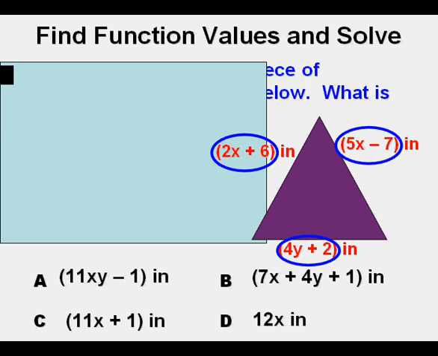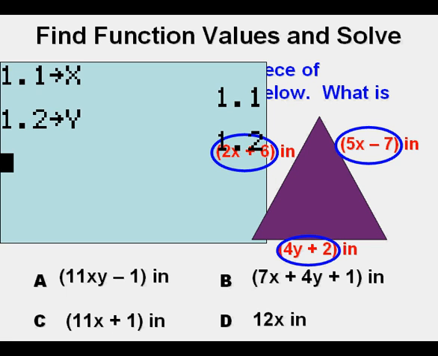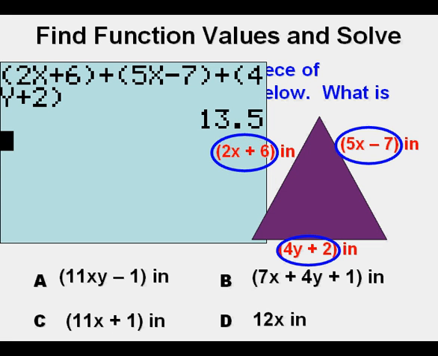And so we need to go ahead and store a value for x and a value for y. I chose 1.1 for x, 1.2 for y. You could use different values. Just don't use 0, 1, or 2, or negative 1 or negative 2. That's all you need to know. So we enter, we add, of course, peri means adding, so we add those and we get 13.5.